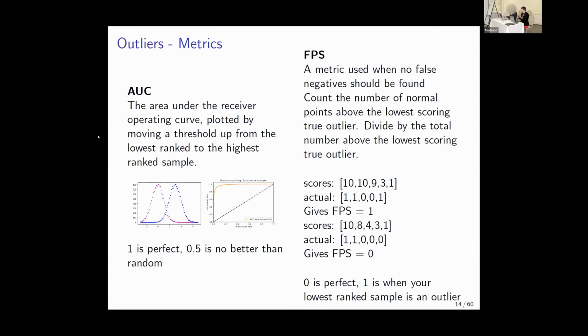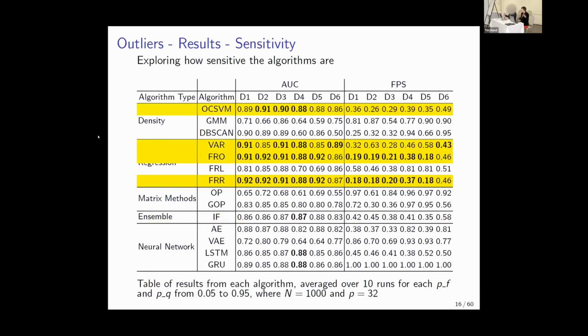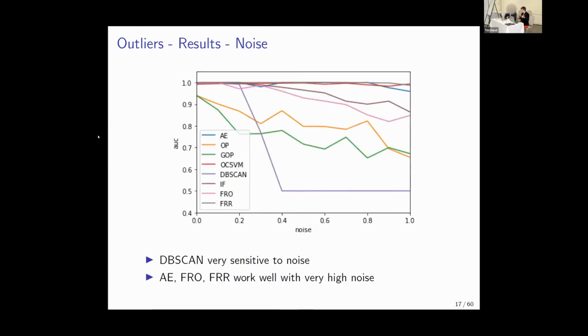So those are the scores. I'm not going to go into that detail. I don't have time. So outlier regression, in terms of FRO and FRR, those are the feature regression methods, do very well. Ensemble methods, the isolation forest does well. Isolation forest still does well there. OCSVMs, the one-class support vector machines, do well. And again, the feature regression methods work well.